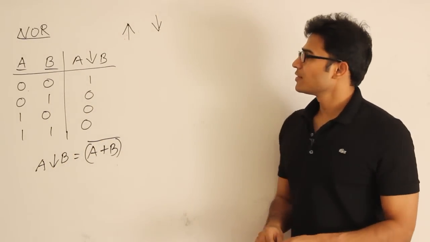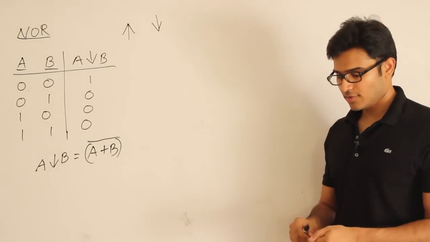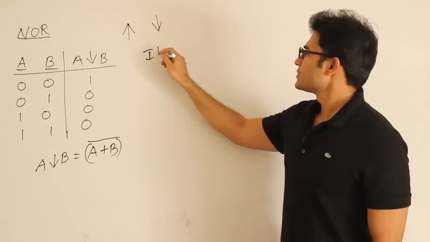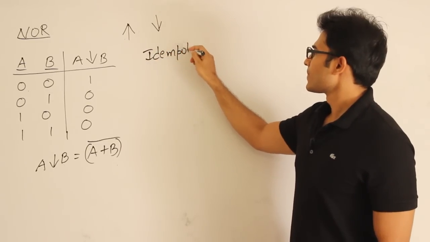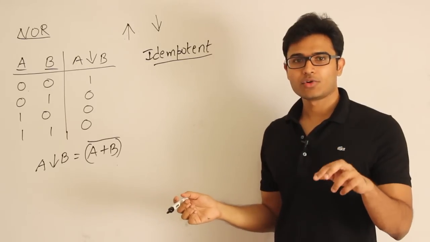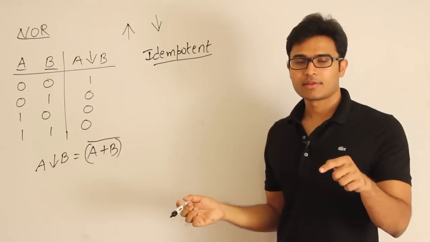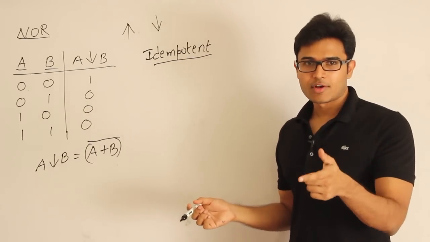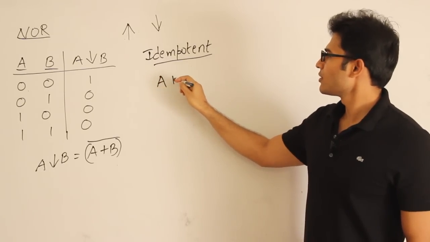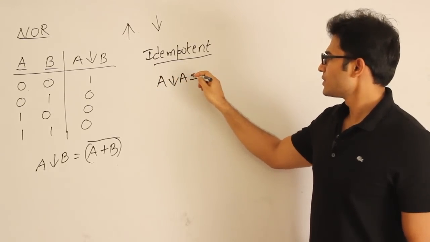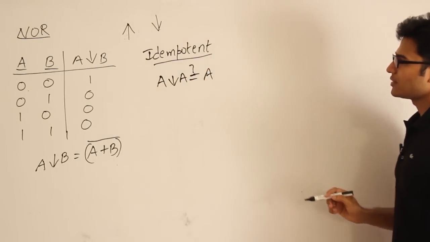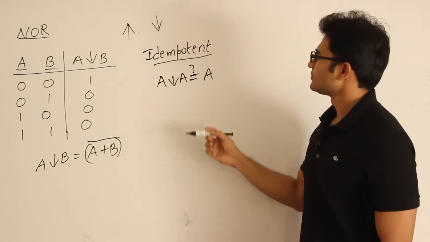Right? And now let's verify what are the properties that NOR will follow. Important properties, right? So one is, let's see if it is idempotent. Idempotency means if I apply the operator on the operand two times, if I get the same operand, then I'm going to say that this operation is idempotent. Which means if I apply NOR on A two times, if I get A. If this thing holds, then I can say that it is idempotent. Let's see what happens here.